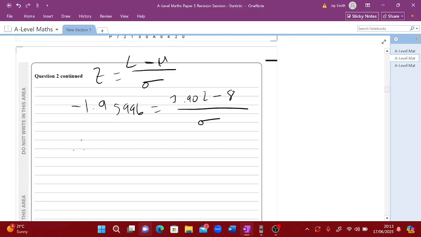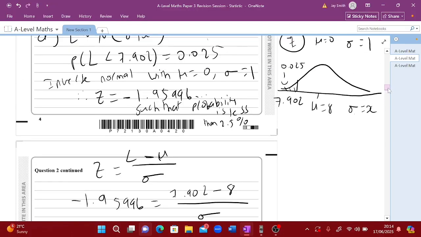So therefore, minus 1.95996 sigma is 7.902 minus 8, which would be minus 0.098. So therefore sigma is that minus 0.098 divided by minus 1.95996, which gets us 0.05. Actually, that's 0.050001. So I'm just going to leave it as 0.05.